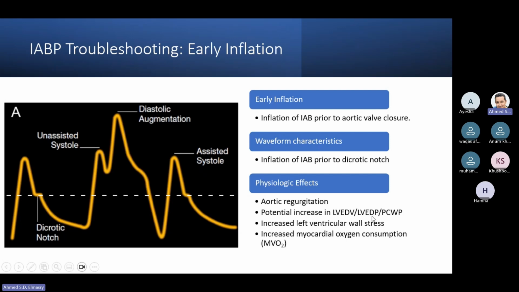All these will lead to increased left ventricle wall stress, and this will lead to increased myocardial oxygen consumption. Like that, the intra-aortic balloon is not helping the heart. Early inflation means that the intra-aortic balloon is working against the heart. Instead of helping the heart, it is working against the heart. Is it clear? Yes, it's clear.